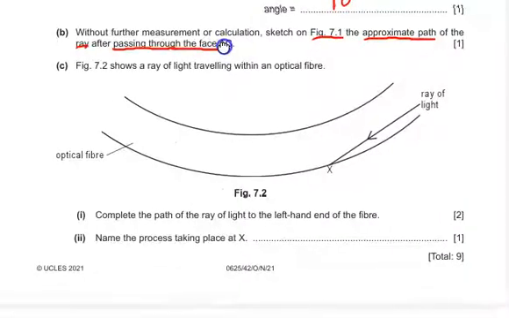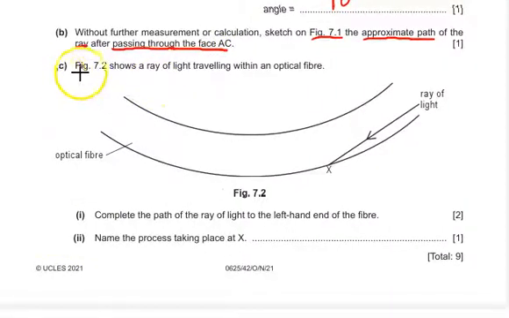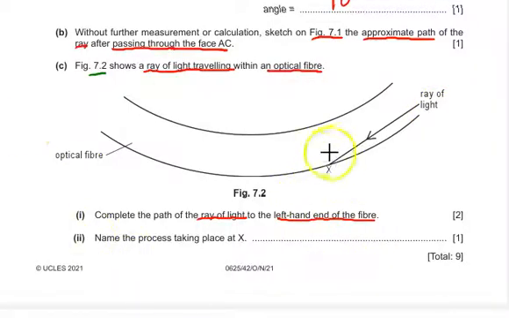Now, figure 7.2 shows a ray of light traveling within the optical fiber. Complete the path of the ray of light to the left hand end of the fiber. So here what you can do, at this part you will have a normal line. You can draw almost with the same angle, right? Almost with the same angle.